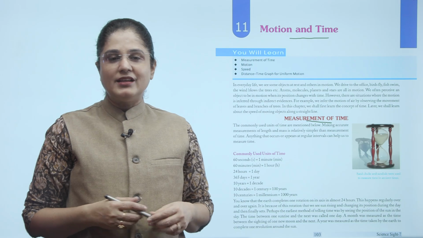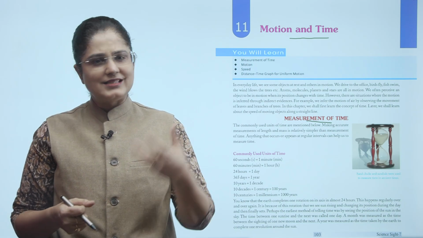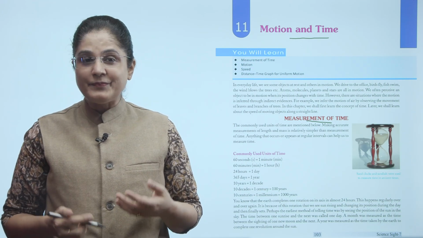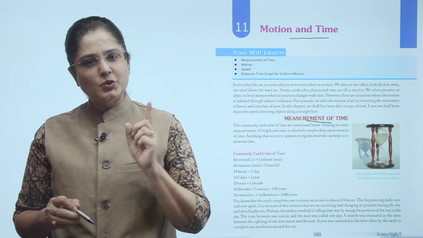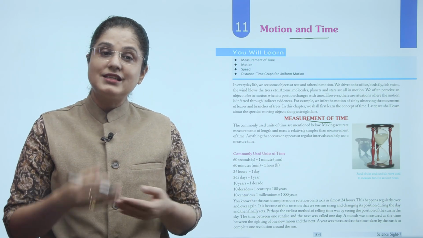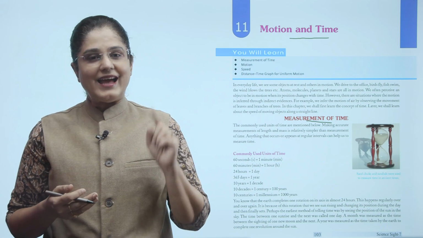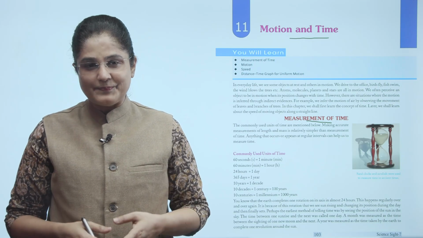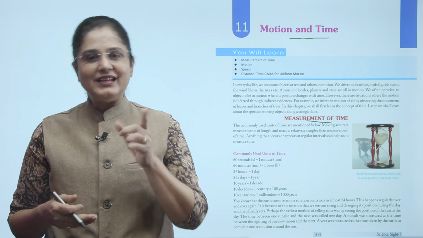measurement of time. Now the commonly used units for time are mentioned as hours, seconds, day, year, decade. But how do we perceive them? Now 60 seconds is equal to 1 minute, 60 minutes is equal to 1 hour, 24 hours means 1 day, then 365 days means 1 year. 10 years make 1 decade and 10 decades make 1 century. So 10 decades means 100 years. Then 10 centuries make 1,000 years, which means 1 millennium.